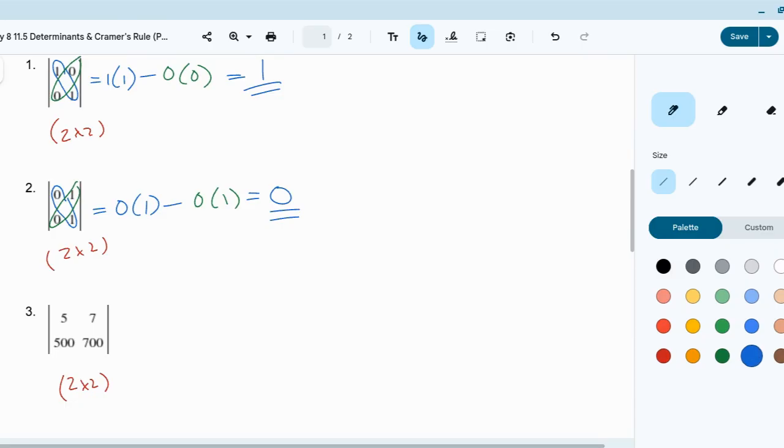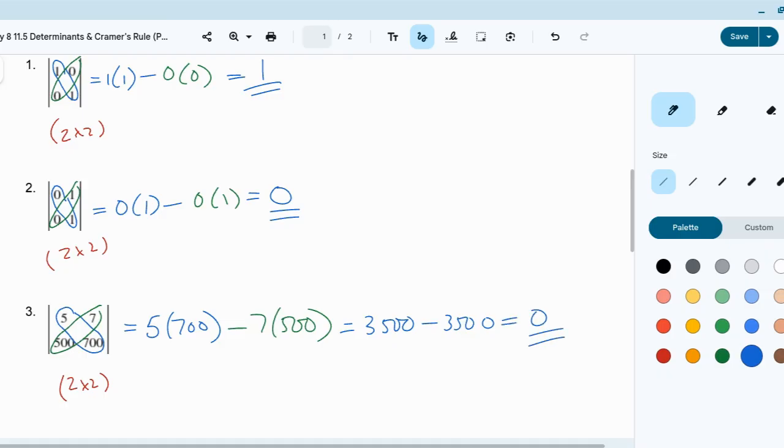So if I were to multiply top left by bottom right, I'm going to say, okay, if I take 5 times 700, if I go the opposite direction, minus, it's always subtraction, so be careful with all your negative symbols. 7 times 500. Some of you can see where this is going right away, because you have 3,500 minus another 3,500. So ultimately, my determinant is 0 for that particular case.